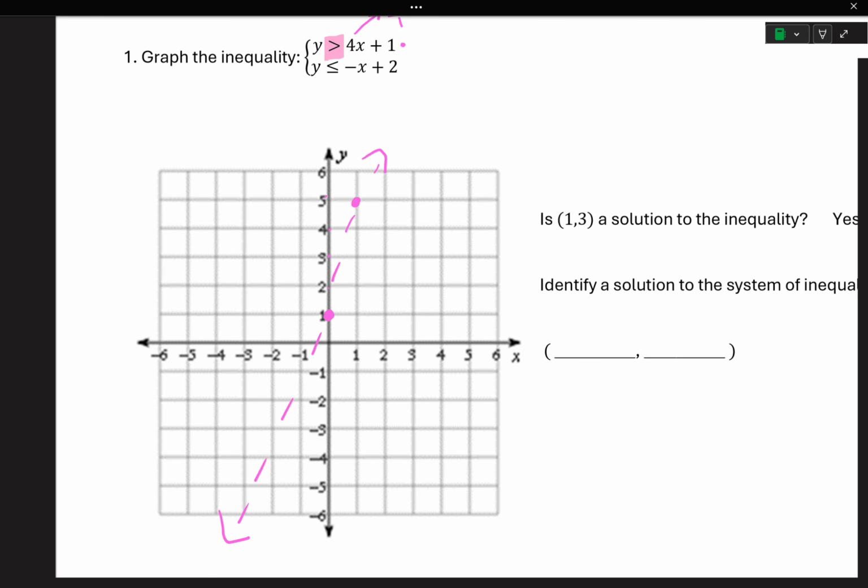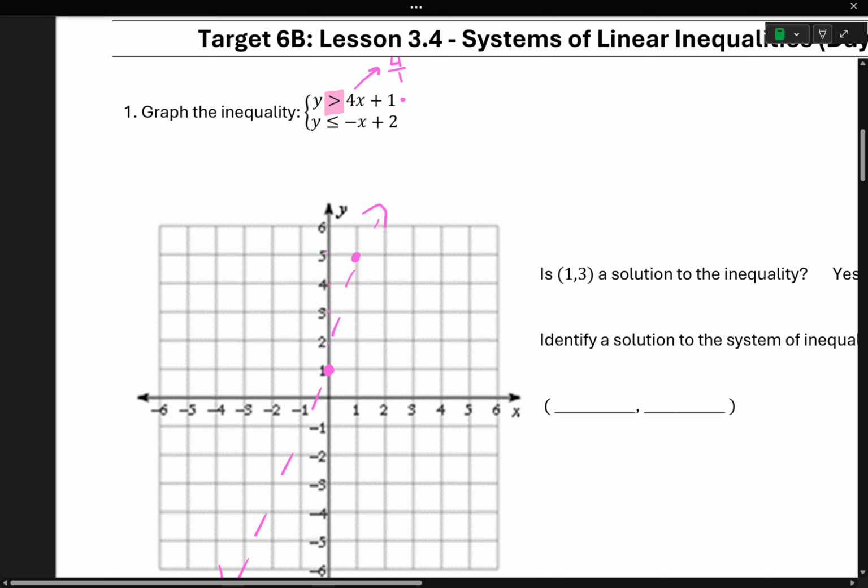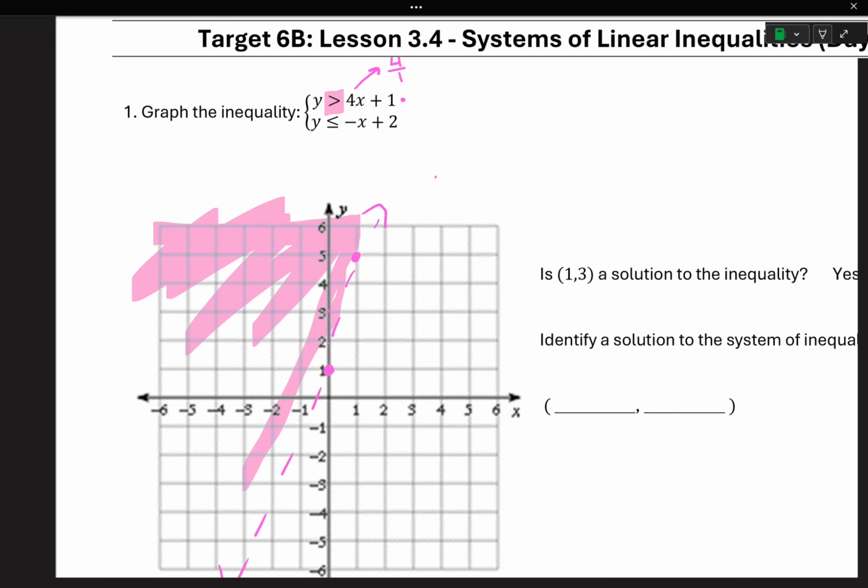Next, we need to shade. We have y is greater than. Greater than means we're going to be shading above the y-intercept. My y-intercept is at 1. Then I draw an arrow going up, and that tells me that I'm shading on this side. I'm going to erase that arrow going up and shade in this whole area with pink.